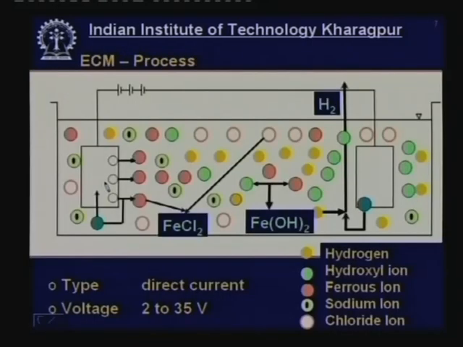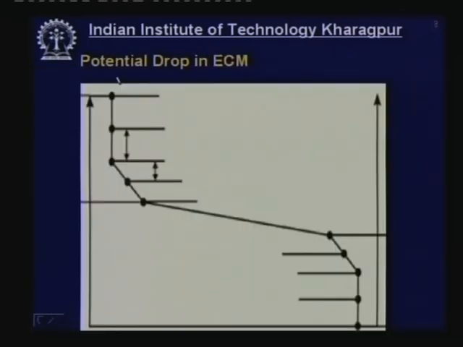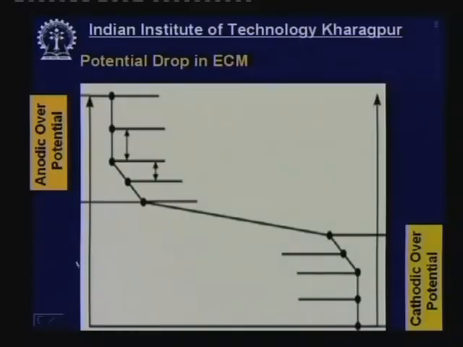Now, you have already seen this is my workpiece which is the anode and this is my tool which is the cathode, and I am applying a potential difference between them. Let us try to study how that potential difference drops in a particular ECM cell. This side is my anode and this side is my cathode. The total potential drop over here is called the anodic potential drop, and the total potential drop here is called the cathodic potential drop.